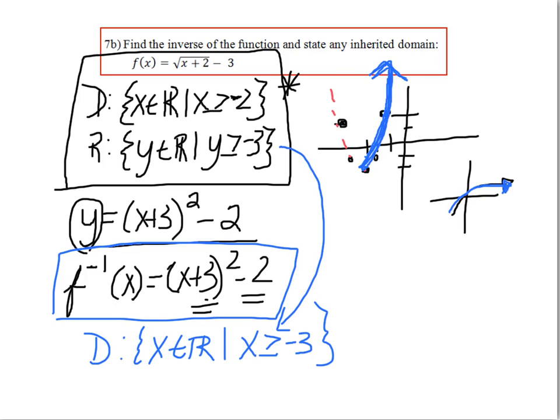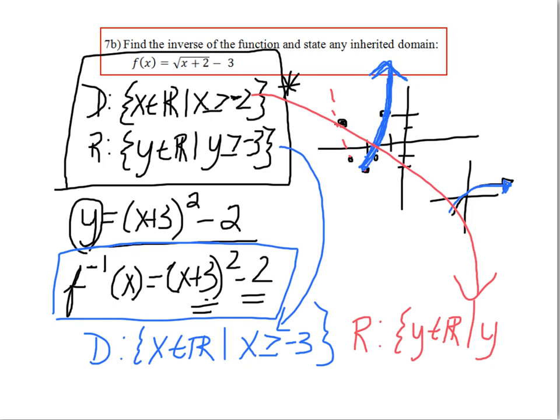And that is my domain. And then my range for this function would be where y is an element of all real numbers such that, and here's where I'm going to take that range for my domain up here, where y is greater than or equal to negative 2.